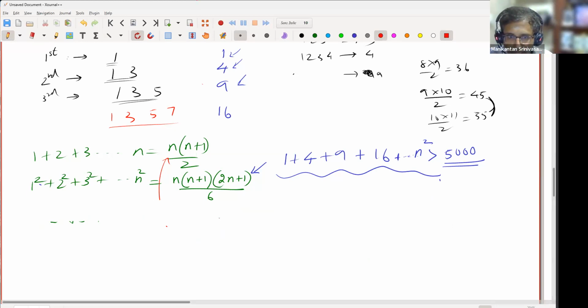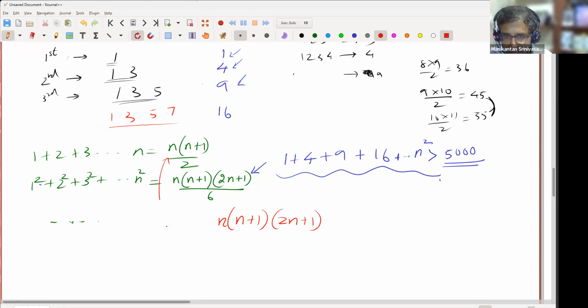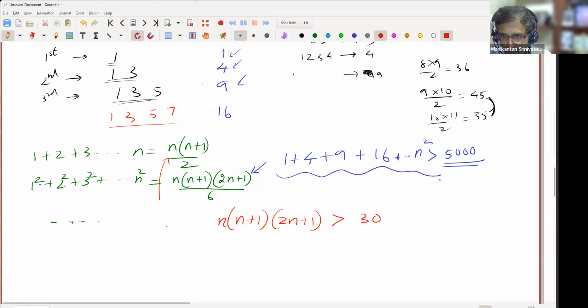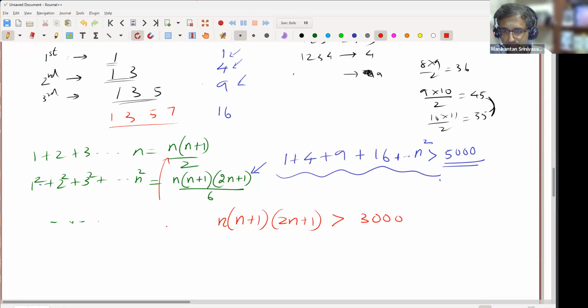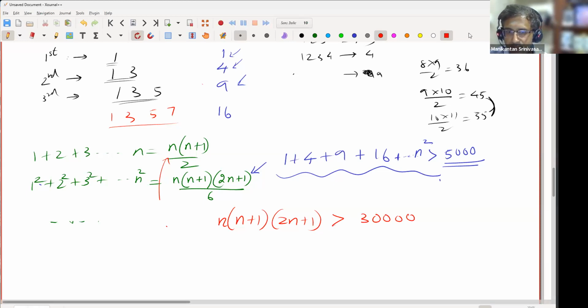Okay. So we want n times (n plus 1) times (2n plus 1) by 6, like you said, to exceed 5,000. So I'll just move the 6 to this side. So I want the product of this to exceed 30,000. Correct? So far, so good. I've not done anything beyond taking the 6 to the other side.